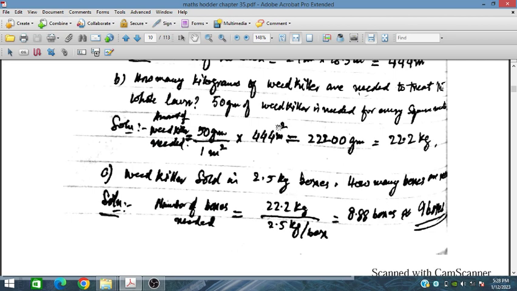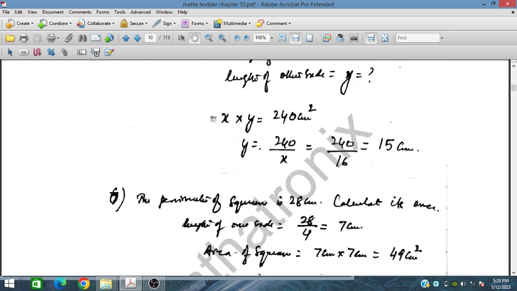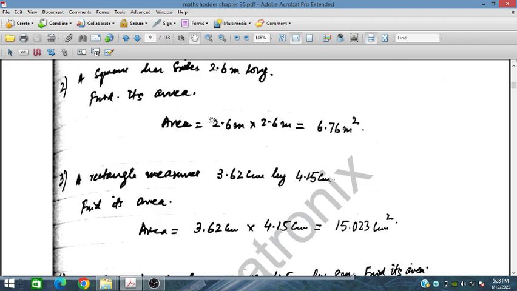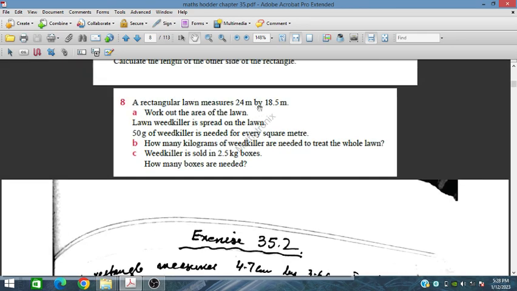This is a very, very important question, especially question number 8, which we have discussed here. A rectangular lawn measures 24 meters by 18.5 meters. Work out the area of the lawn. So multiply this. Weed killer is spread on the lawn. 50 grams of weed killer is needed for every square meter. So we multiply with the total square meters, and we get the total weed killer quantity. And from that, how many kilograms of weed killer are needed to treat the whole lawn? So this will be easy.